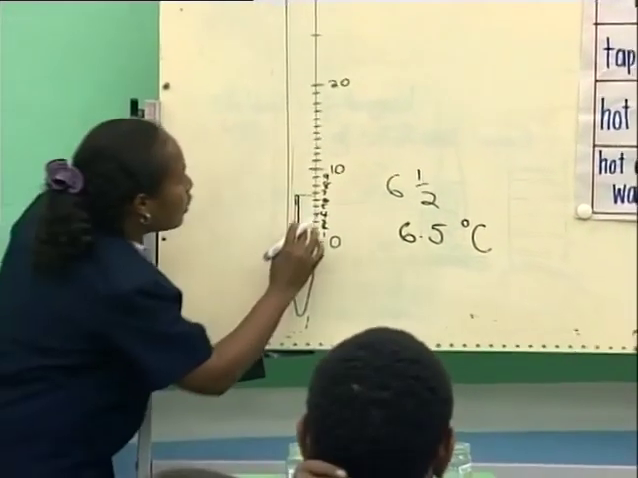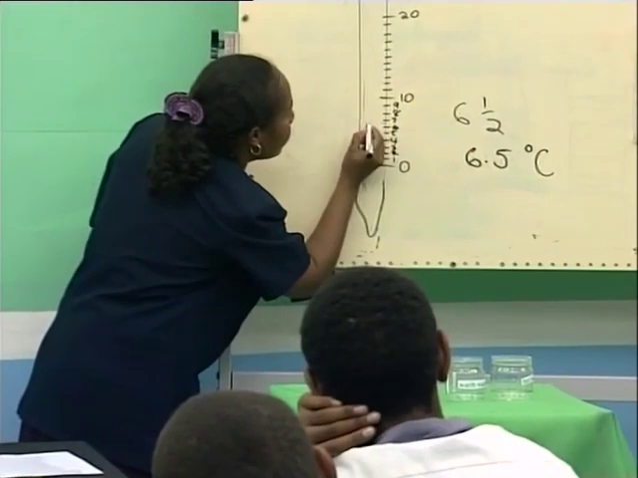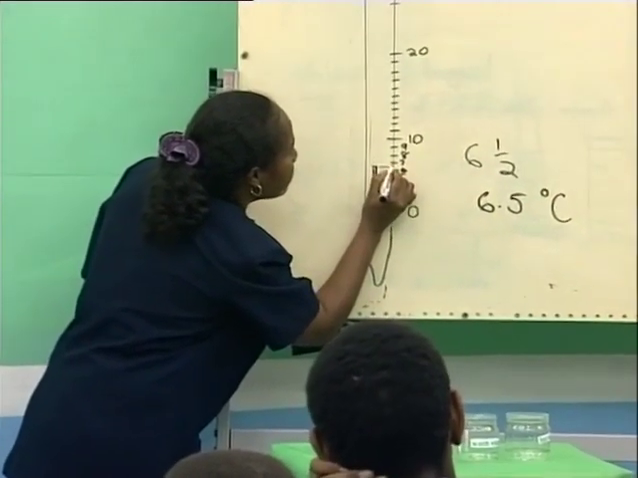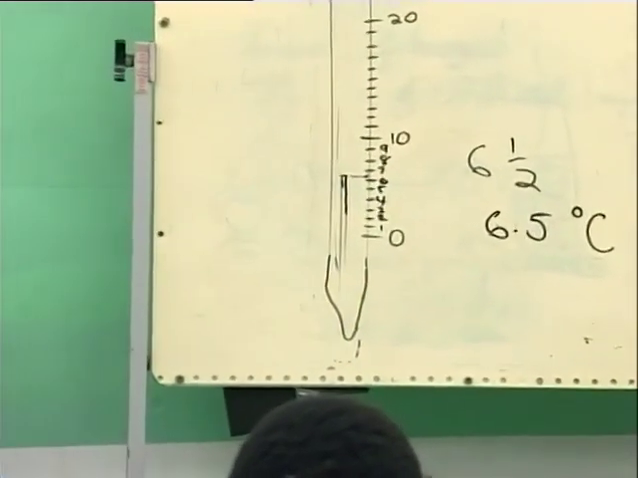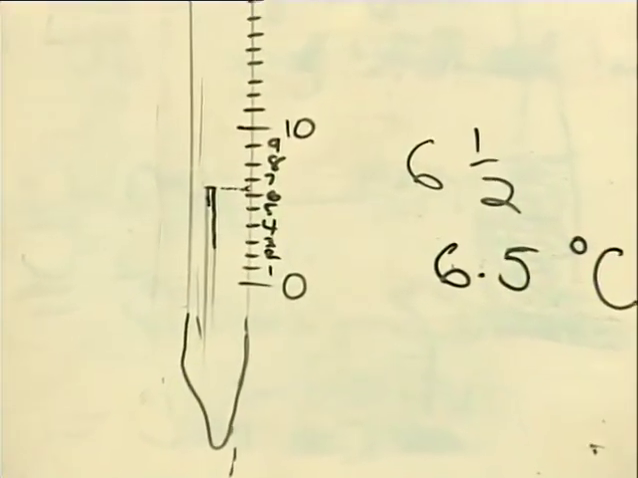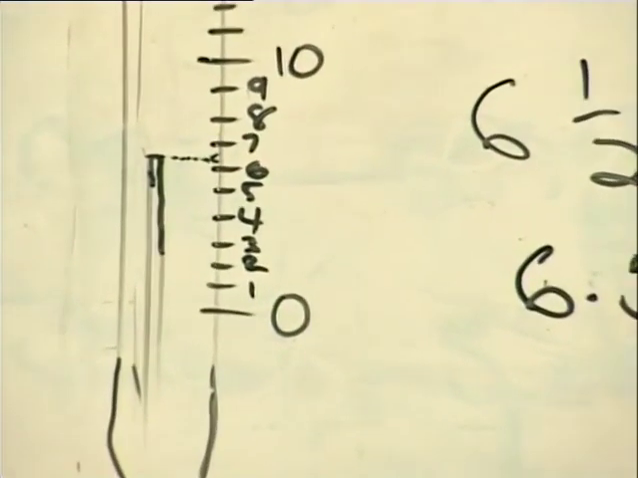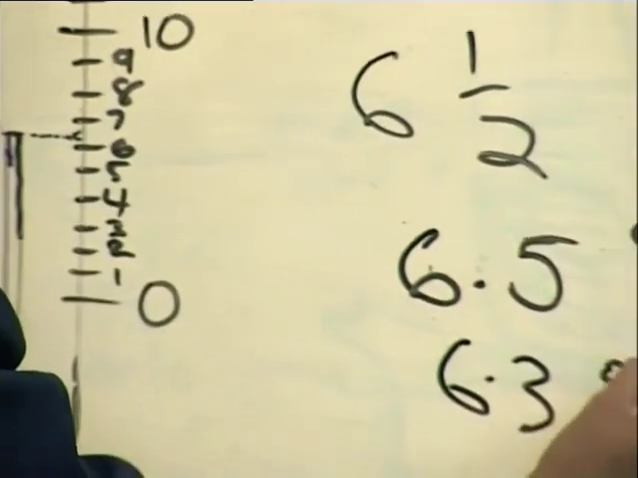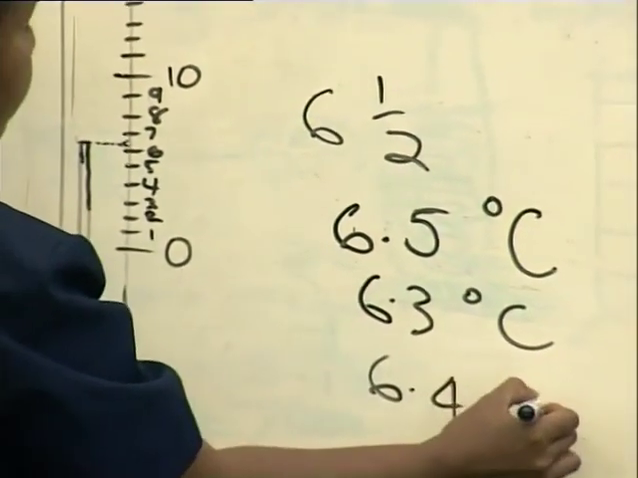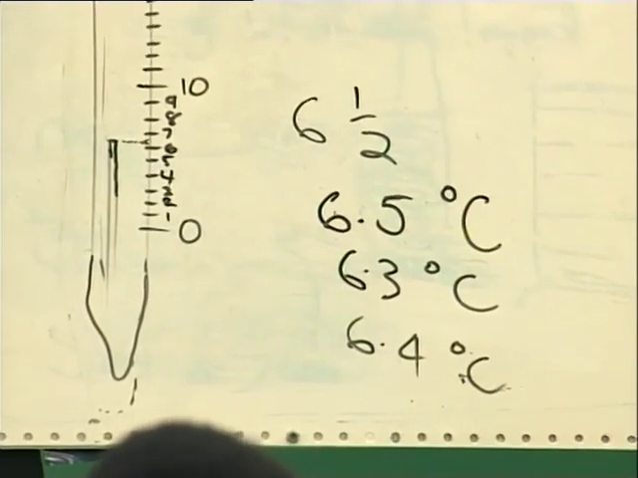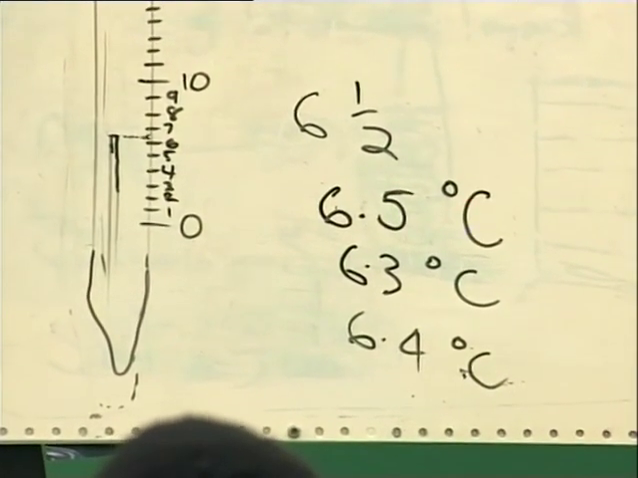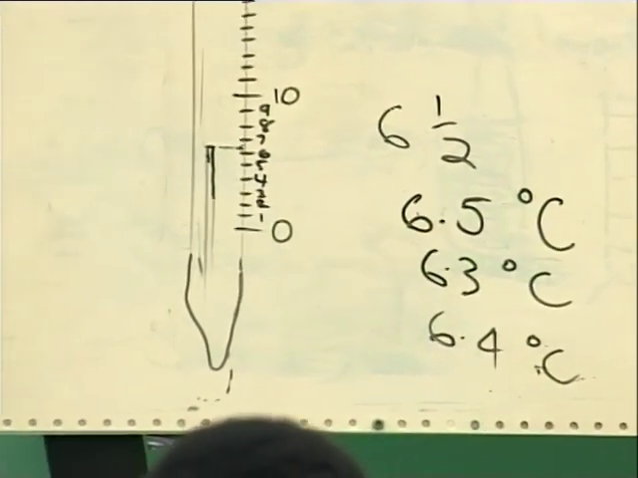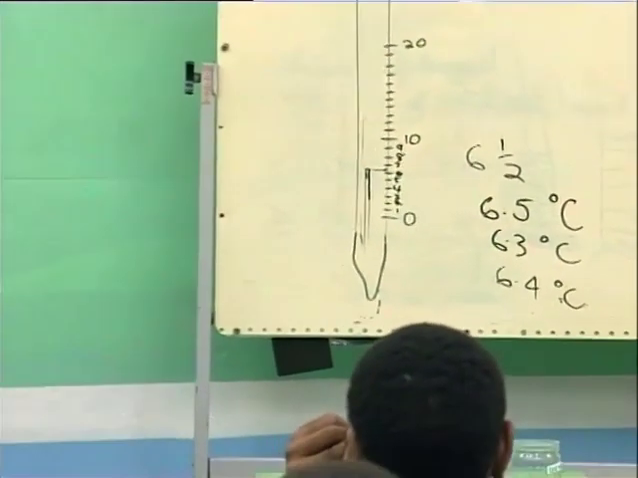What if it's below 6.5? It's somewhere here. Not where 5 is now, it's below 5. What would be the reading? 6.3 or 6.4? 6.3 degrees Celsius or 6.4 degrees Celsius. Is that clear now? All right, good. So your answers should be in decimal as well. Okay, decimal points.